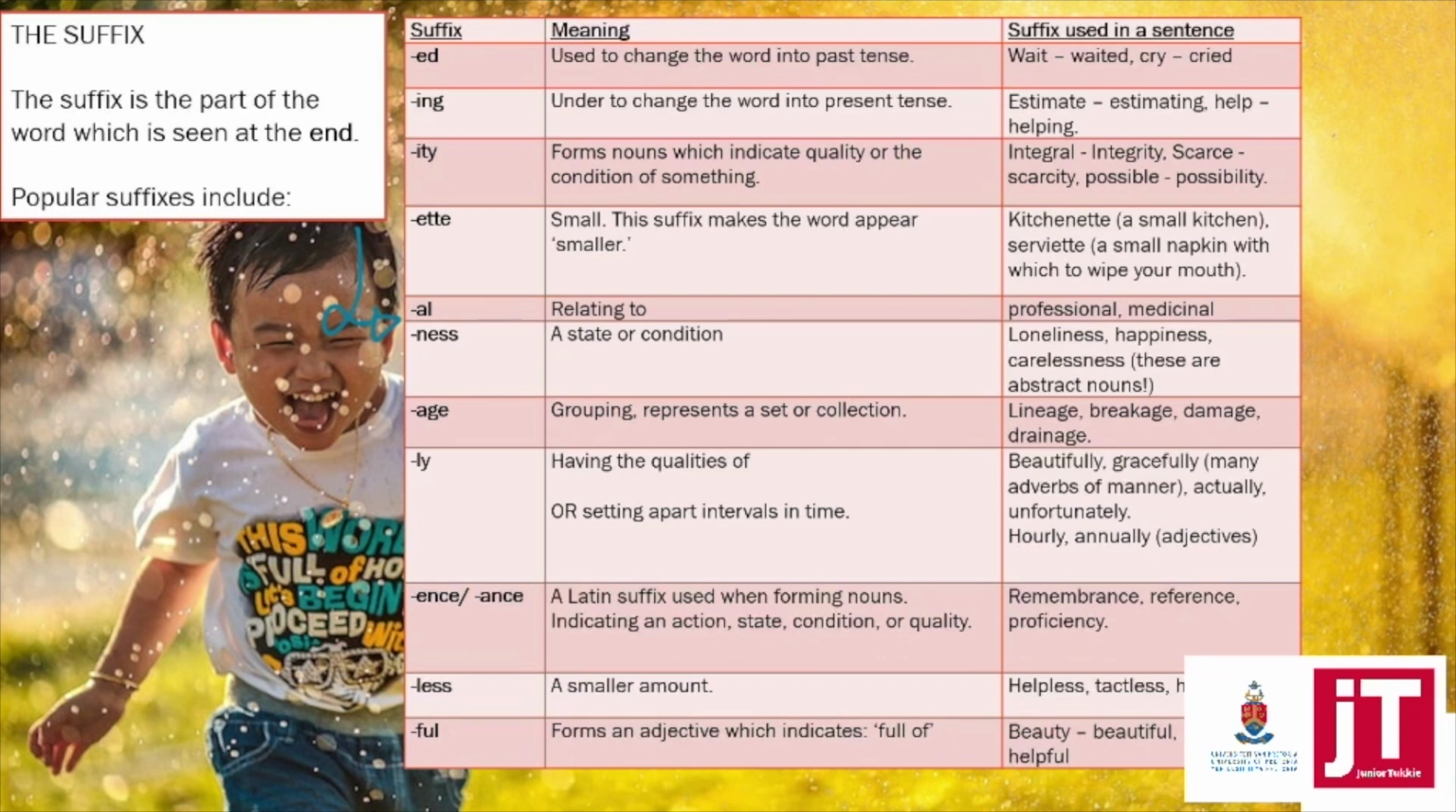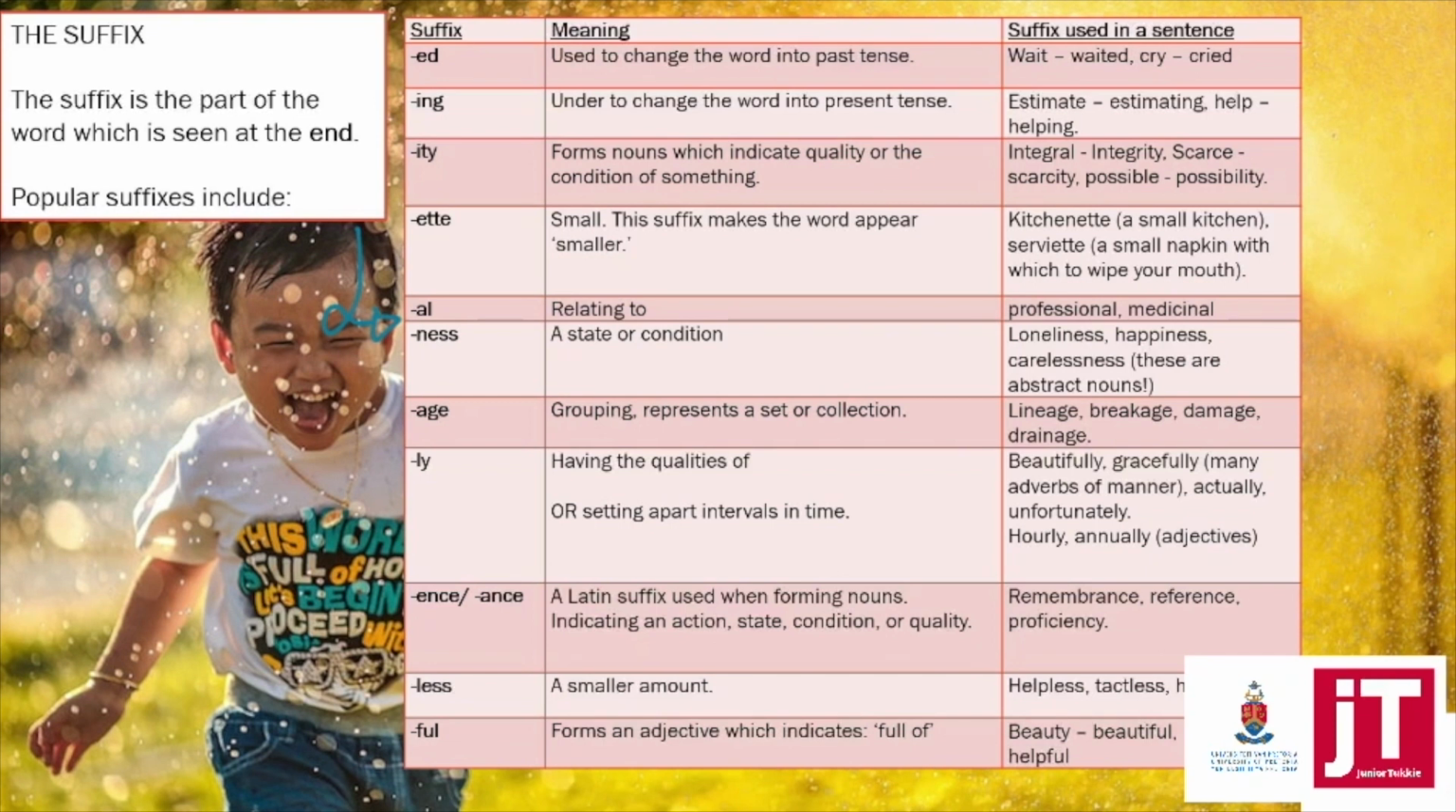Sorry, breakage. Breakage is another great one. It's the collection of things that have broken. So break is a verb, and then it turns into a noun again. Interesting. The damage. Drainage. You need to drain. The drainage area would be the area which needs to be drained. So do you see how it is grouped? Age is used to group things.